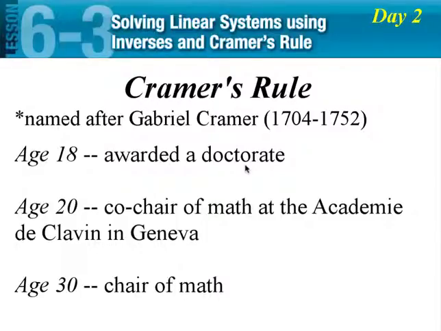A little bit about him, because this is kind of what's interesting. When he was 18 years old, he was awarded a doctorate. And some of you are 18 years old right now. And so when you think about that, he actually got his doctoral degree, which was a pretty big deal. Okay, at age 20, they made him the co-chair of math at the Académie de Clavien in Geneva. That's Geneva, Switzerland. Okay, and then at age 30, they actually made him the chair of the math department. So when he was only 20 years old, he was a co-chair of a math department, which is pretty impressive. So this guy kind of knows what he's talking about.